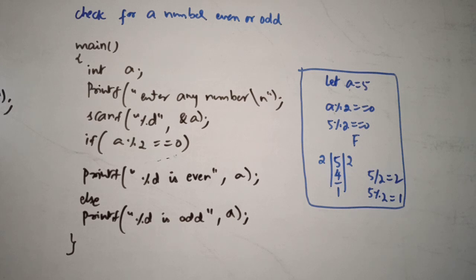You can practice like the smallest of two numbers, the biggest of two numbers: if a greater than b for biggest, and for smallest of two numbers, a less than b.